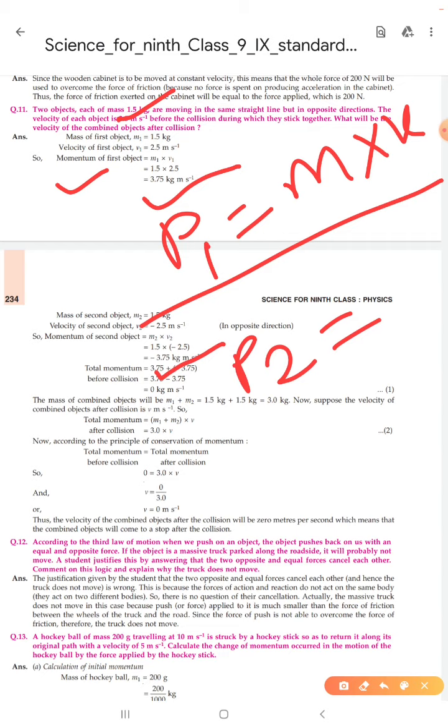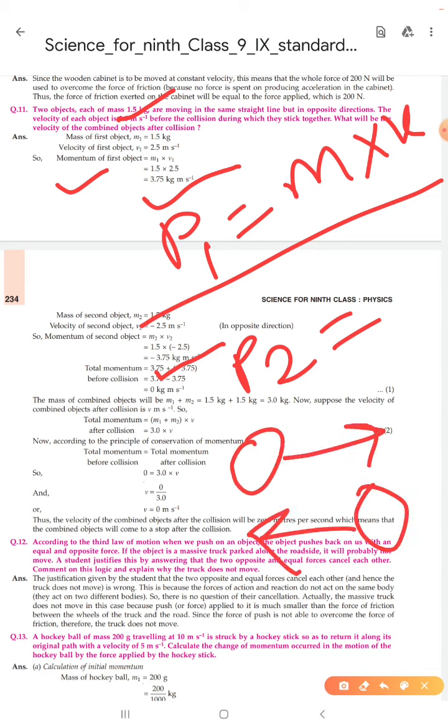Got it? Okay, now, but one thing we have, that one object is moving in this direction and one object is moving in this direction.